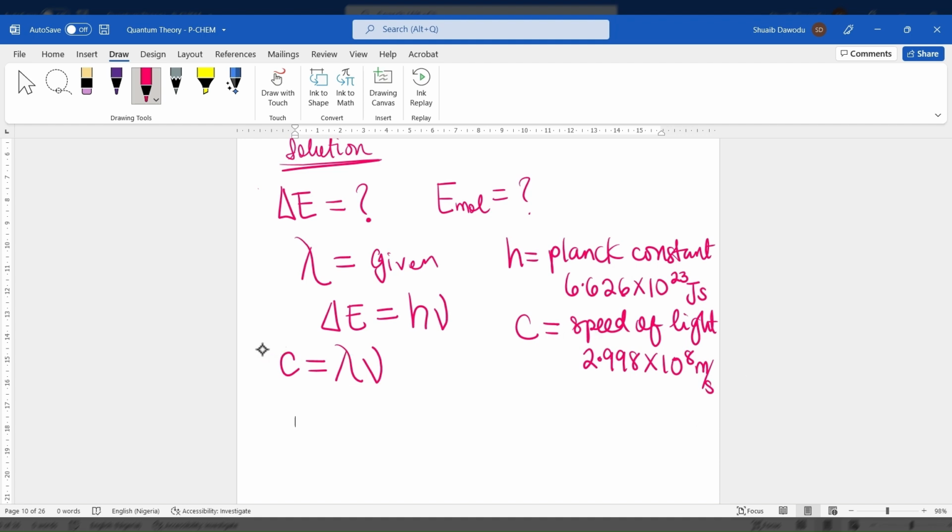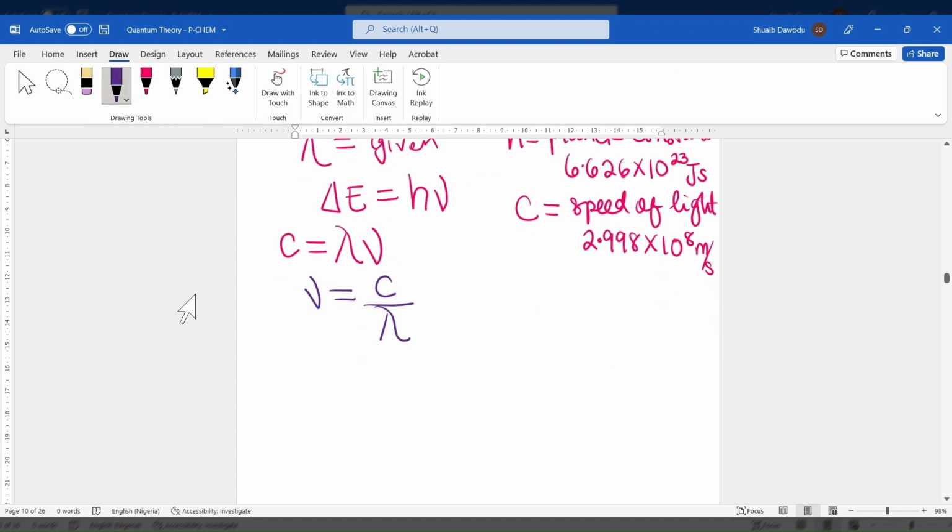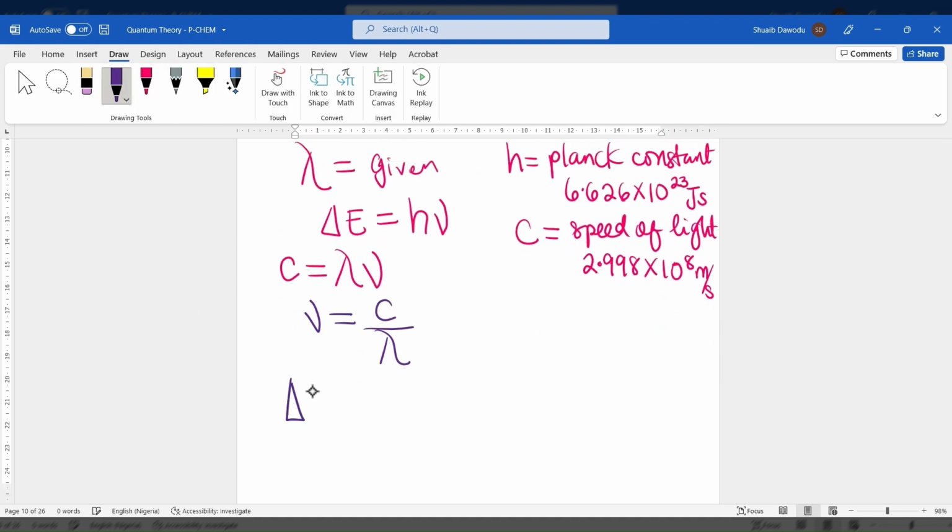So now we have that, we can rewrite the frequency in this form to equal c divided by lambda, where c is the speed of light and lambda is the wavelength. Basically, we can rewrite the formula for the energy of a photon to equal h times c divided by lambda. This is the formula we're going to use to solve each one of these questions.